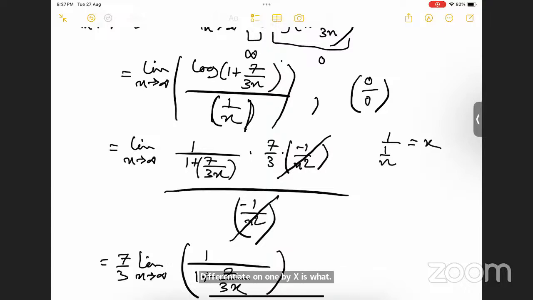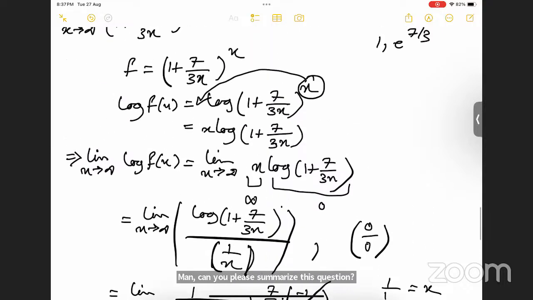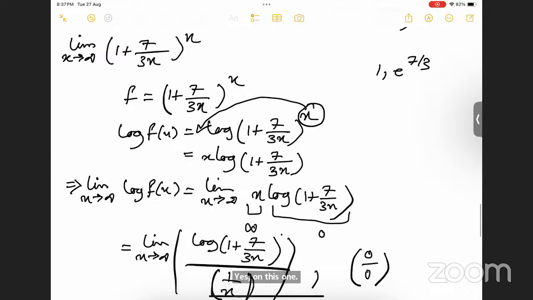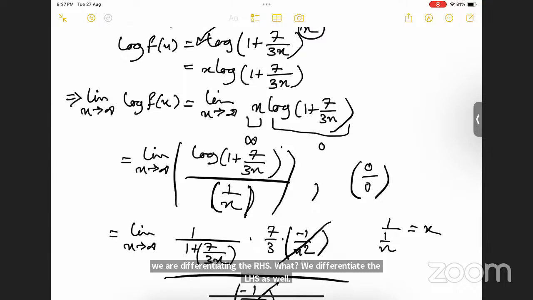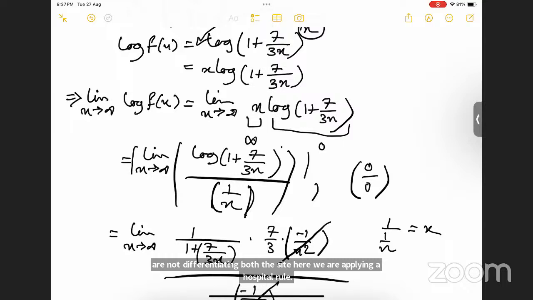Ma'am, can you please quickly explain this question? Yes, ma'am, this one. Ma'am, I had a doubt. When we are differentiating the RHS, won't we differentiate the LHS as well? No, because here we want to determine the limit, right? We are not differentiating both the sides. Here we are applying L'Hospital rule. Because this is in 0 by 0 form, the limit will be same as the limit of the derivative function. Yes. Okay. Got it. Thank you.